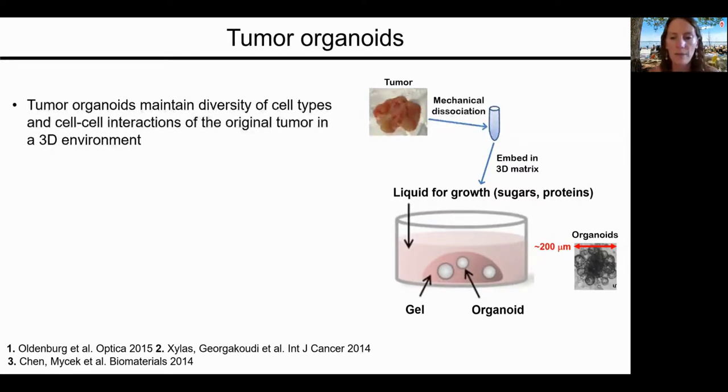And the benefit here for us as microscopists is that these are small things. These tumor organoids are only about 200, sometimes they get bigger, a few hundred microns in diameter.